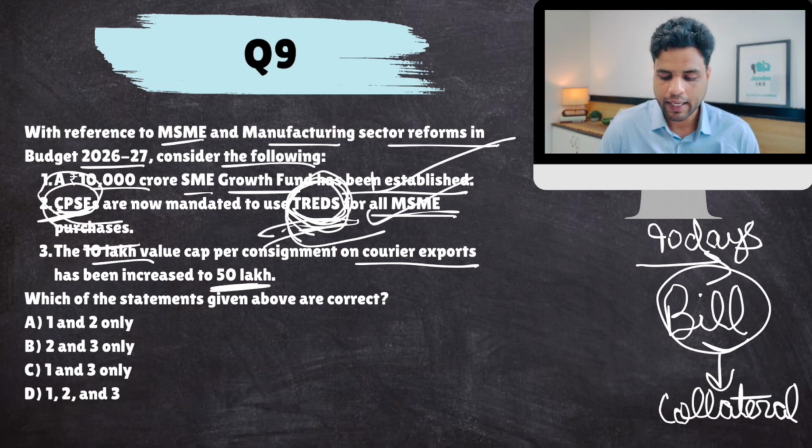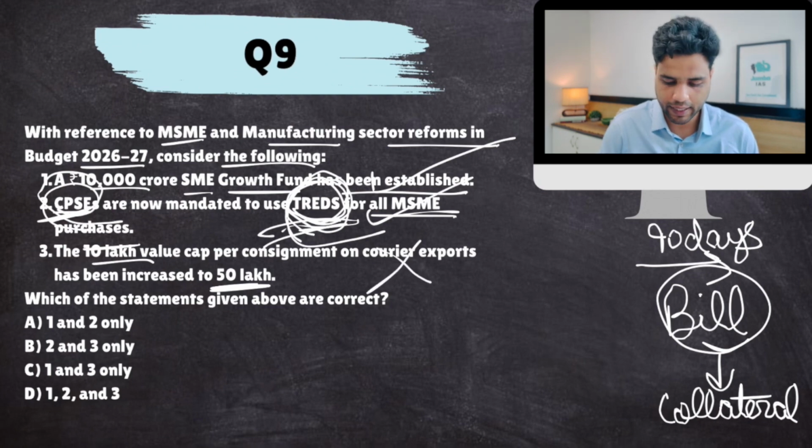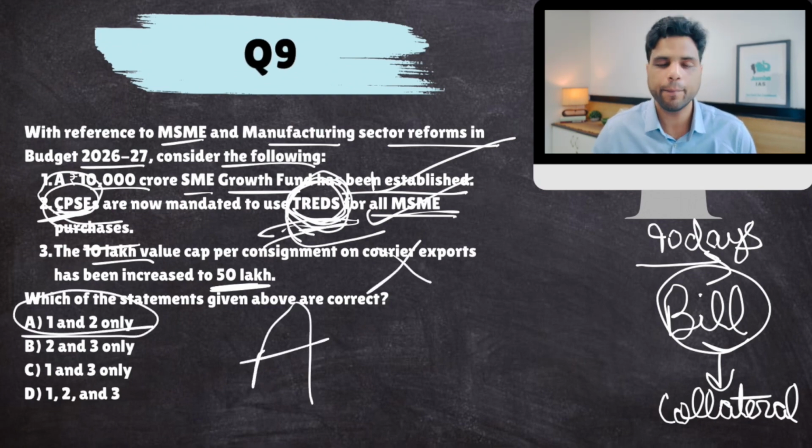So this is correct. Government has removed all cap on courier exports. This was the recent announcement to promote courier exports. You do courier, there is courier service. You all are familiar with this. These courier services are also used for exports. So no cap is there. So basically, if the third statement is incorrect, the answer would come out to be A. All right. Next.